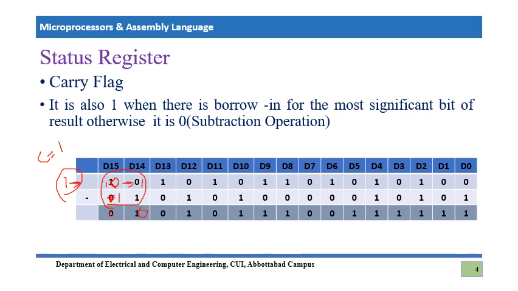If you have any confusion in this aspect, I can just summarize it. If you are going to subtract a larger number from a smaller number, the carry flag will be equal to 1. And if you are subtracting a smaller number from a larger number, the carry flag will be equal to 0. I hope this point is clear.